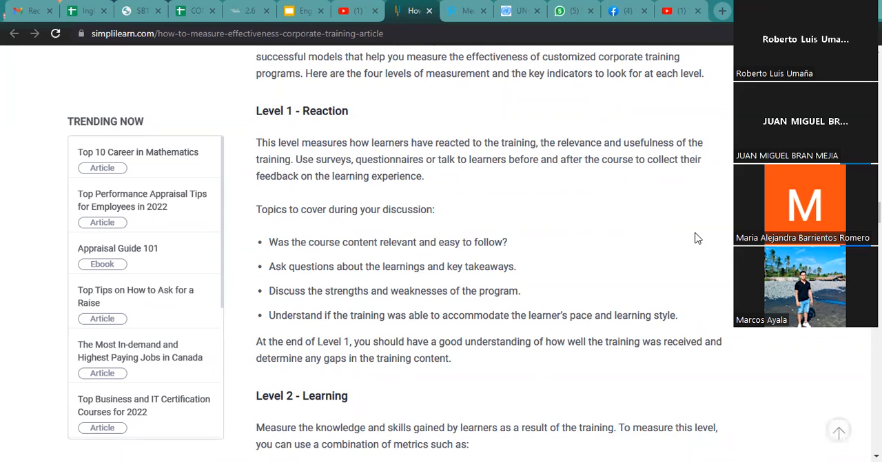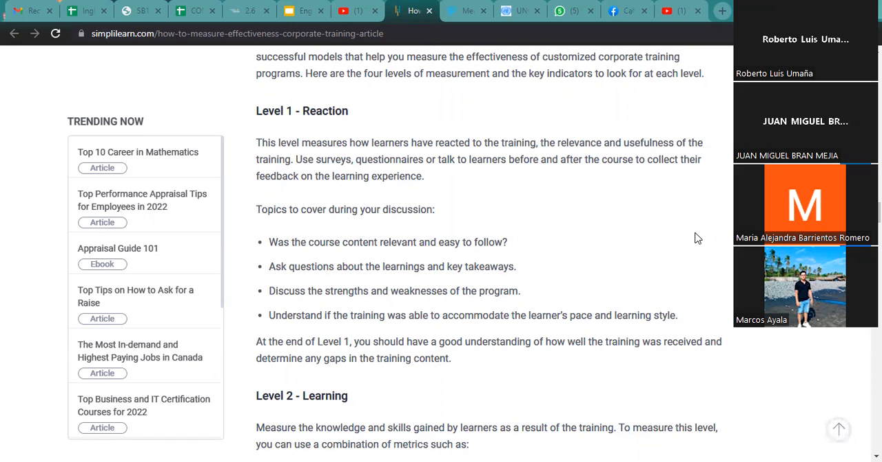if it was easy to follow the topics and ask questions, and talk about the strengths and the weaknesses of the program, and if they have any suggestion for the trainer, and understand if the learners were understanding the content. So collecting that information, we can evaluate how well the training was received.